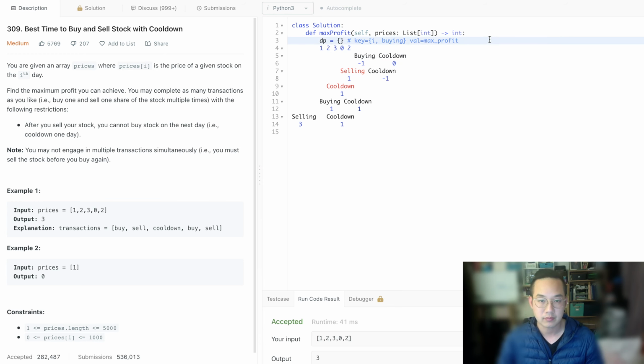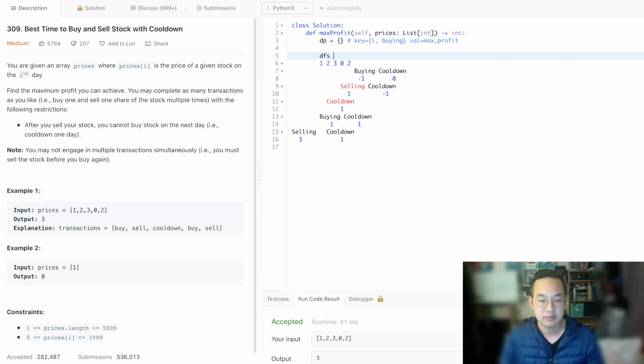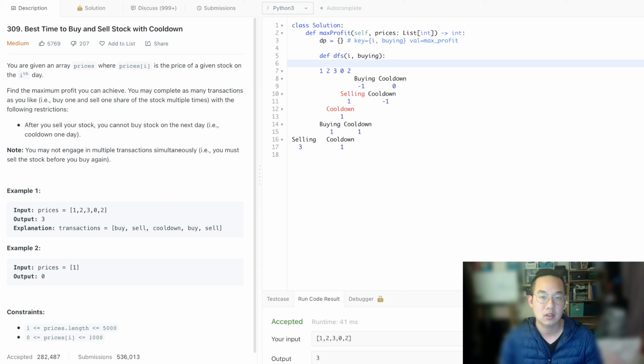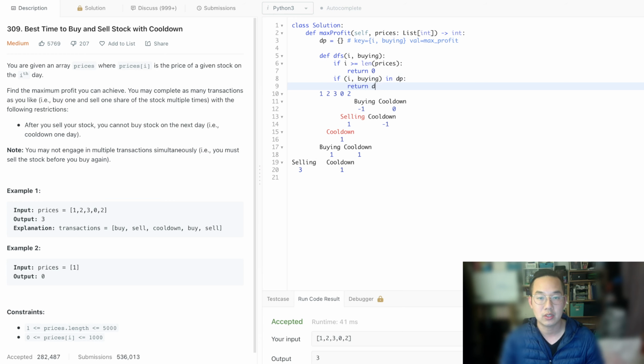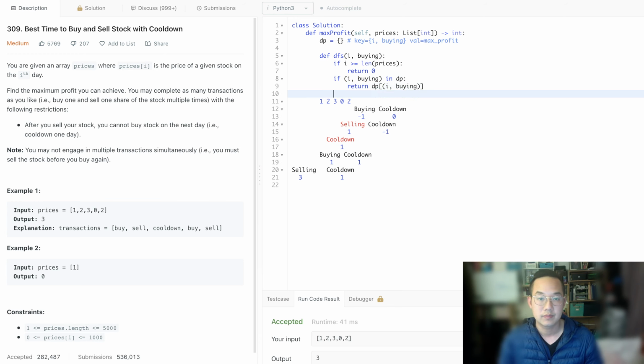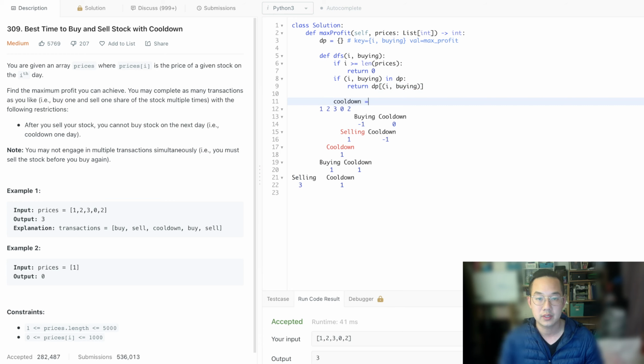So let's define our DFS call, and we're taking in buying and our current index. If the index is greater than or equal to the length of prices, that means we've run out of items. We're going to return 0. If the i and the state that we're in is in the DP, we're going to return DP of i and buying. So the cooldown is equal to the DFS of i plus 1 and buying.